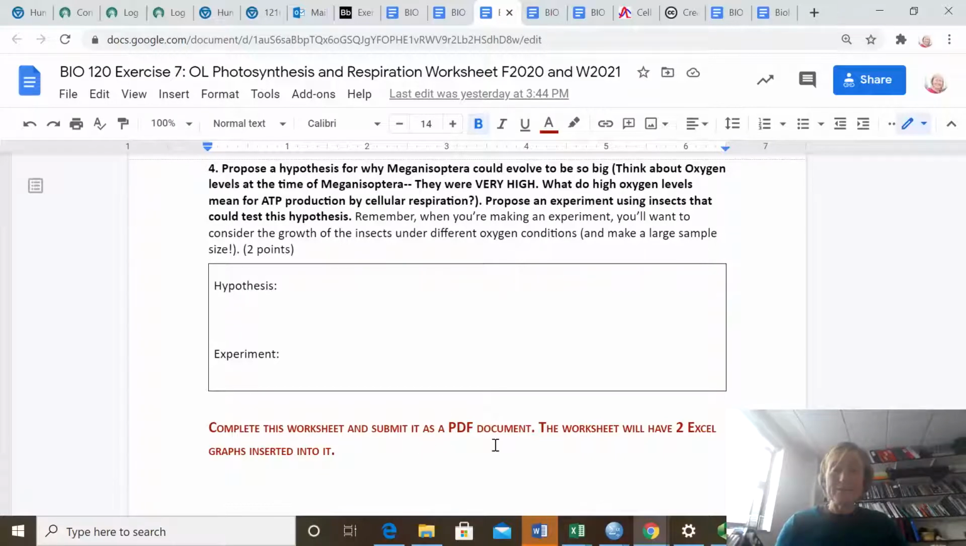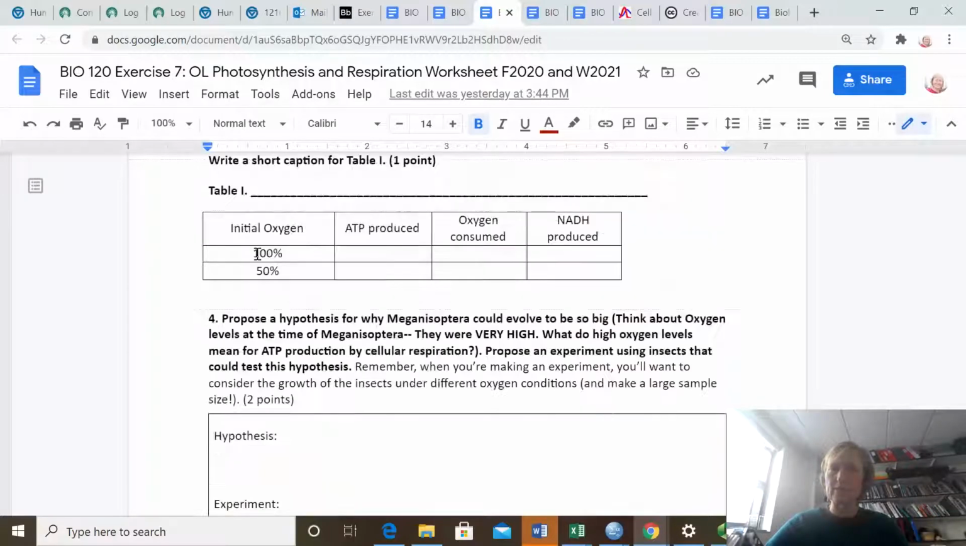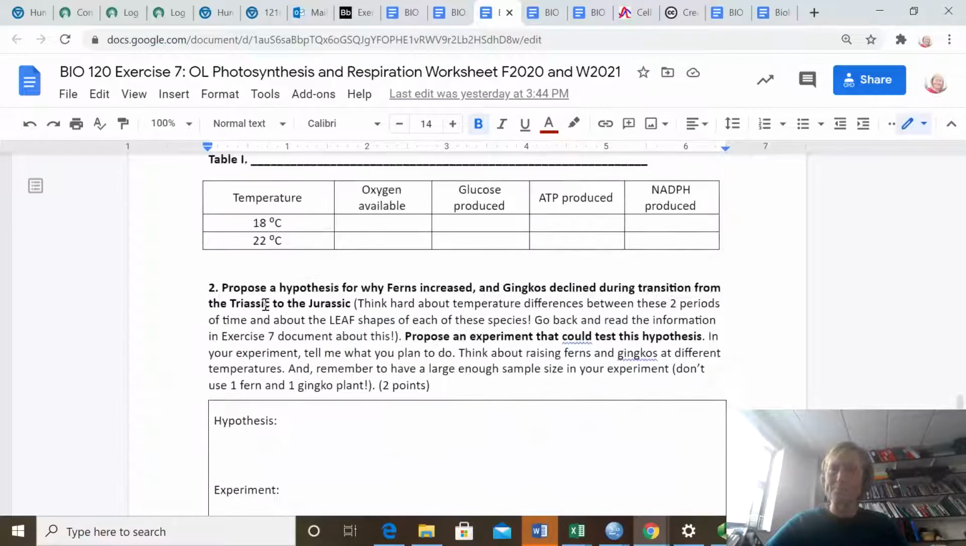When you're all done, convert this into a PDF and turn it in. Remember, you'll have 2 Excel graphs in this worksheet. So this is a long worksheet. This is going to take a while. You'll want to get a good start on this early in the week and work with friends. Talk to each other about your hypotheses and your experimental designs. Make good ones. They're worth a significant amount of points, okay?